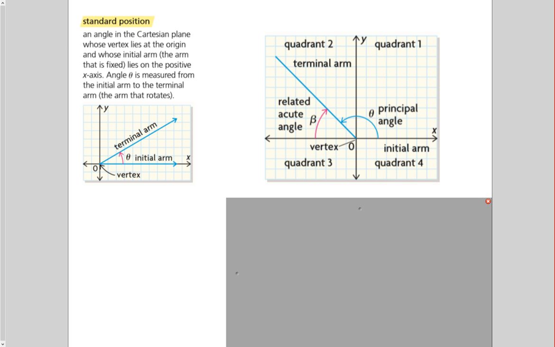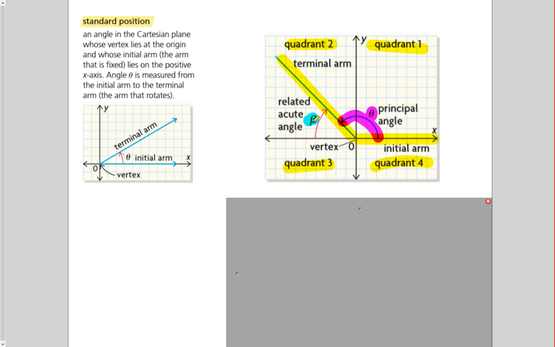Here's a little more. Of course, we've seen the quadrant stuff we've already talked about. So quadrant 1, quadrant 2, quadrant 3, and quadrant 4. The initial arm was the one that was right here. The terminal arm is that one right there. The principal angle is this angle here, and we usually use the angle theta for that one. So that's the angle in between the initial arm and the terminal arm going counterclockwise. We call that our principal angle.